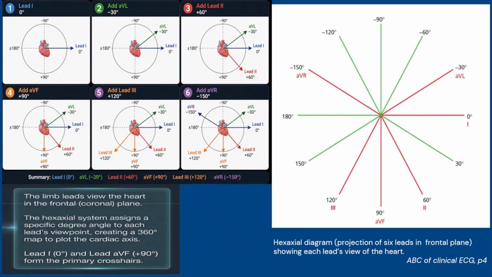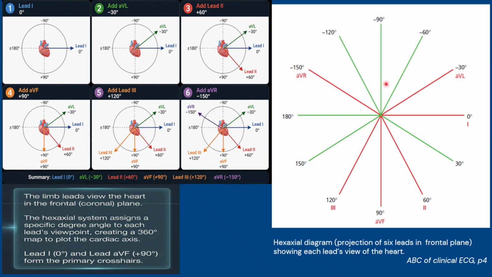I want to revisit here the hexaaxial diagram, which I explained in the ECG leads video. If we try together to draw this diagram, as you can see, lead 1 is in this 0 direction, so it will be here, and then lead 2 would be at positive 60 degrees, and lead 3 at positive 120 degrees. And then if we add AVL at minus 30, AVF at plus 90, and AVR at minus 150, this will give us this diagram.